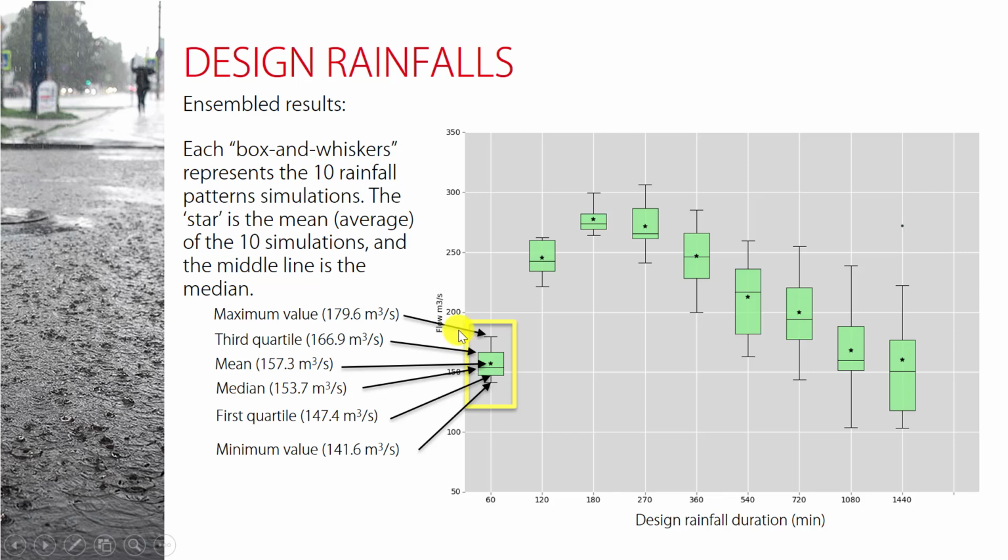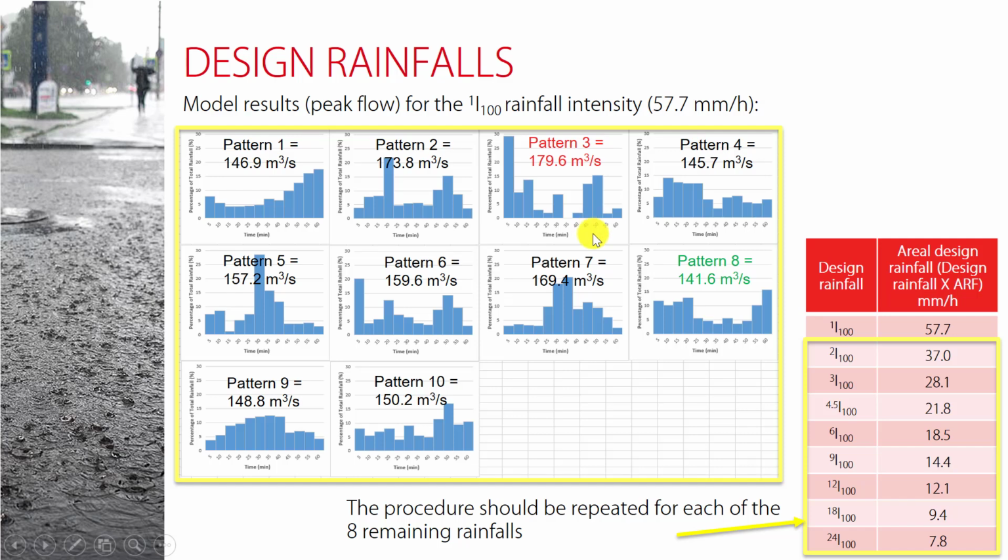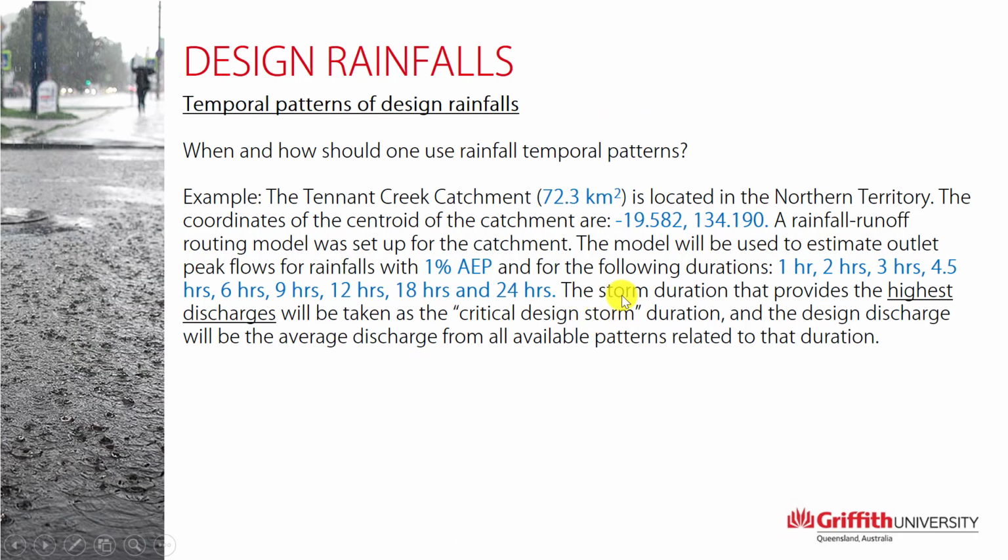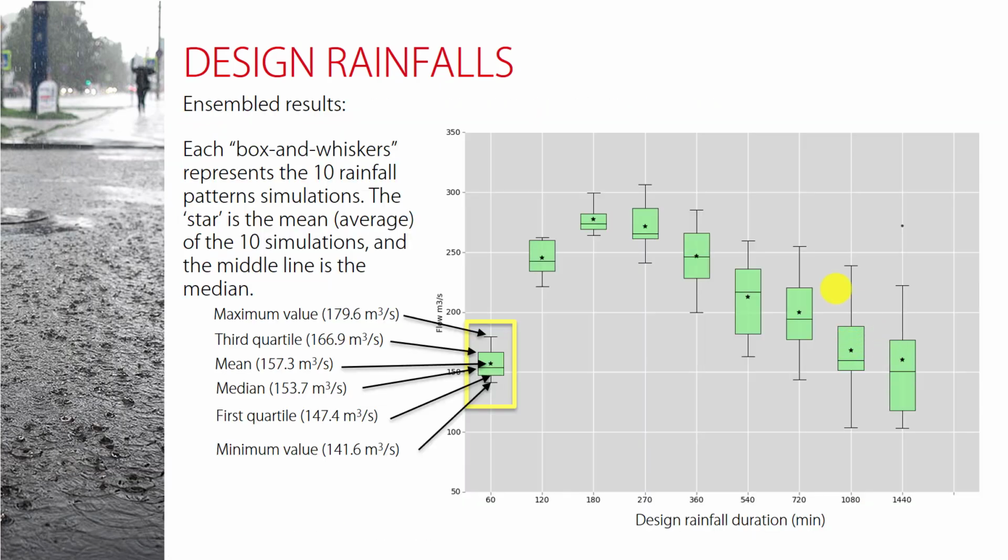So it's a lot of work that you have to do when you have to find a proper design flood. As you can see, you have to simulate different durations and then find the one that leads to the maximum discharge. In this case, the design rainfall will be this one. Why is that? If you look at this question here, the storm duration that provides the highest discharges will be taken as the critical design storm duration, and the design discharge will be the average discharge from all available patterns related to that duration. So the critical duration for this catchment is 180 minutes, and the average discharge is the one represented by that star here.